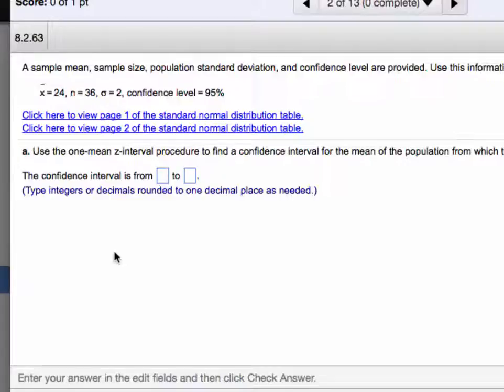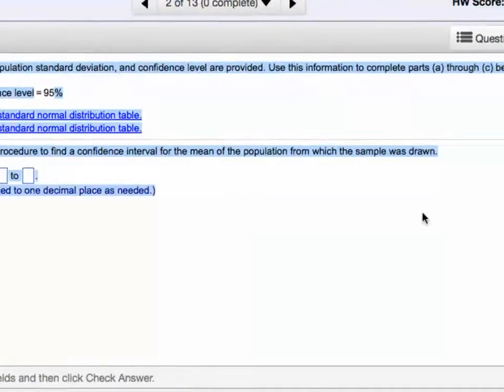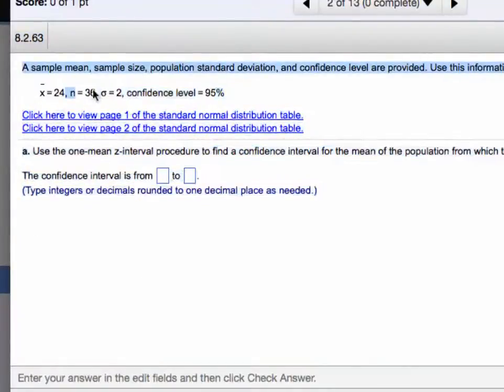So we have a pretty good size sample, 36. The population standard deviation is 2. We want a confidence level of 95%. So we want to use the one mean z interval procedure to find a confidence interval for the population mean, from the sample that was drawn. So we're going to make a confidence interval, and this confidence interval is 95%.